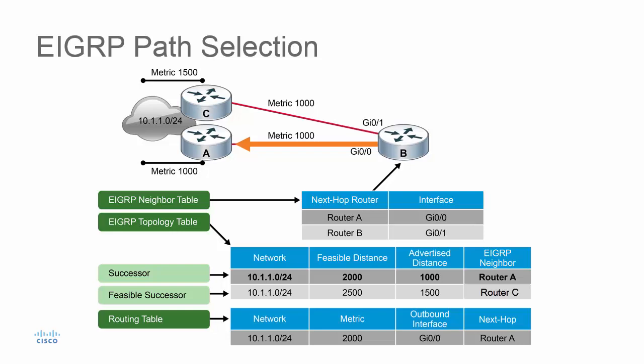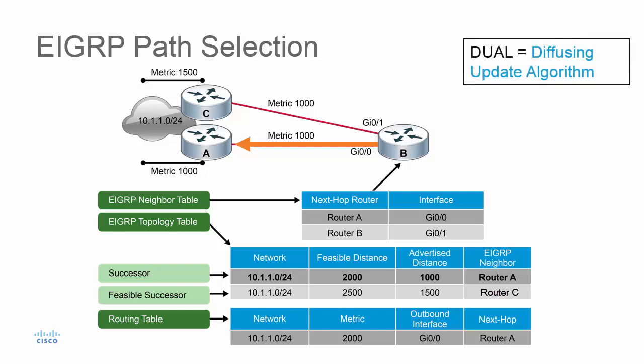In this case, DUAL checks for feasible successors to the destination route. If a feasible successor is found, which is router C in this example, DUAL uses it. With that, it avoids the need to recompute the route. EIGRP guarantees rapid convergence this way. If no feasible successor exists, recomputation must occur to determine the new successor.